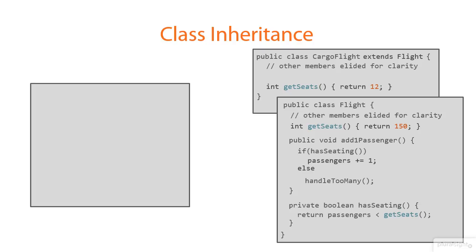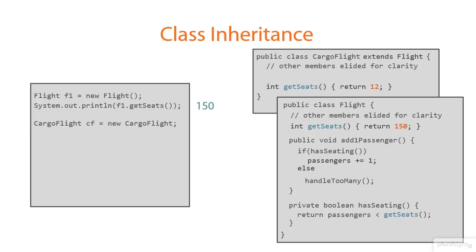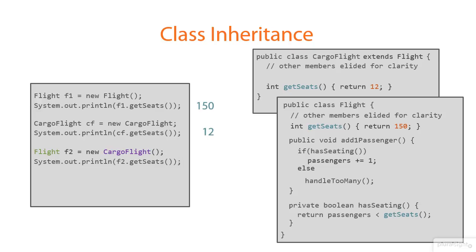Now if we work with this, we have our flight reference F1 assigned a new flight instance. When we print out getSeats, it's going to print 150. If we have a cargo flight reference CF pointing to a new instance of cargo flight, when it prints out getSeats, it will print 12. But here's where we see the difference. If I have a flight reference called F2 assigned to a new instance of cargo flight, when we call getSeats, because the getSeats method from cargo flight overrides the getSeats method from flight, we will now get the appropriate value of 12. So the method in the derived class has overridden the base class method.